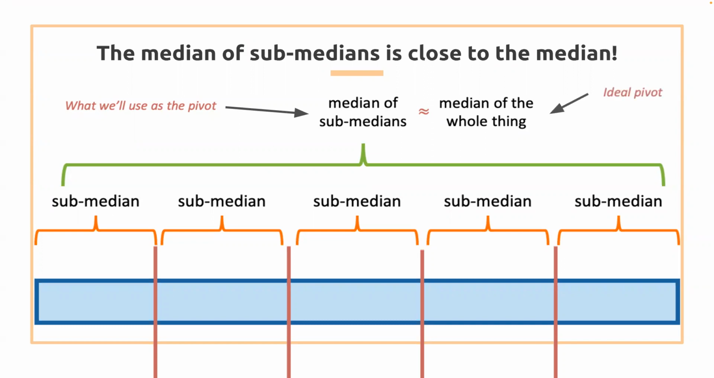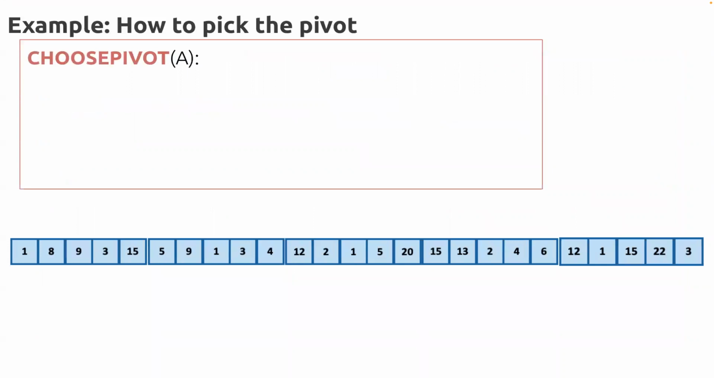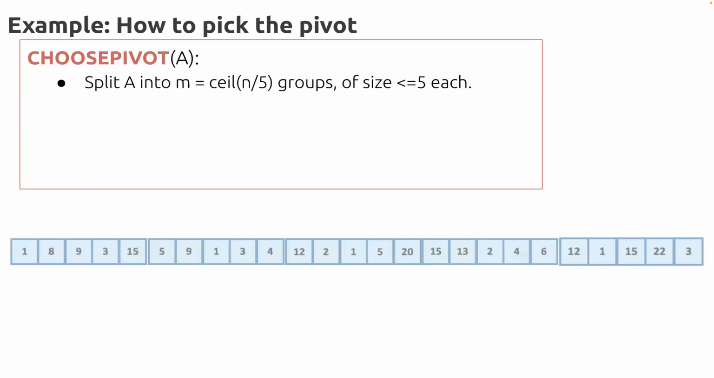This is the ideal pivot, what we would want to use. We're going to use this one, and we're going to argue it's pretty close. So again, we're walking through an example. Choose pivot of this array A. This is my original array, and it's not sorted. So how does choose pivot work? The first thing it does is split A into groups of size at most 5. The reason I have the ceiling here is in case you have a little bit left over. So if you have 26, you'll have 5 groups of 5 and then 1 group of 1. So it says there are m groups, n divided by 5, each of size 5. That's the first thing it does.